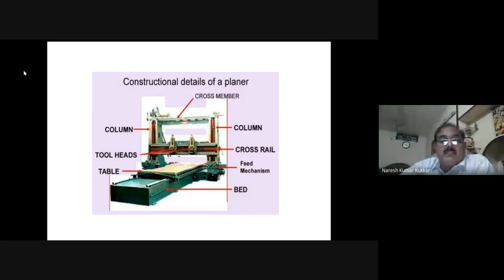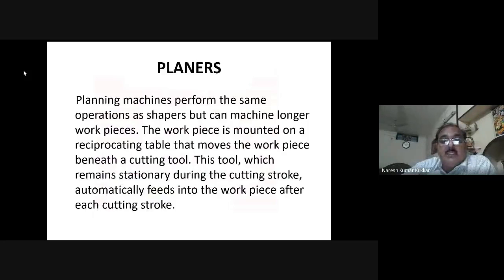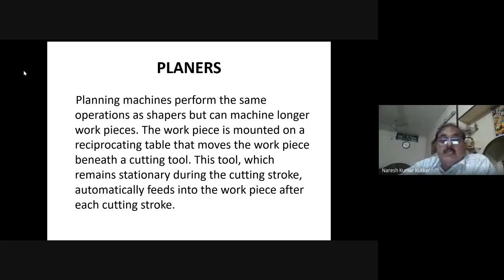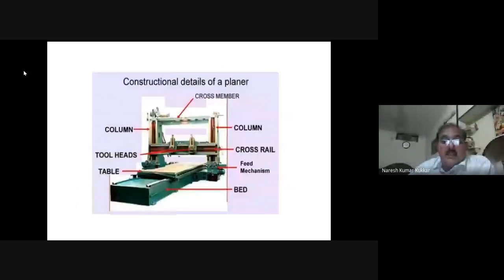Planing machines perform the same operation as shapers, but can machine longer workpieces. The workpiece is mounted on a reciprocating table that moves the workpiece beneath a cutting tool. This tool, which remains stationary during the cutting stroke, automatically feeds into the workpiece after each cutting stroke. And it goes back this way, you can check it.